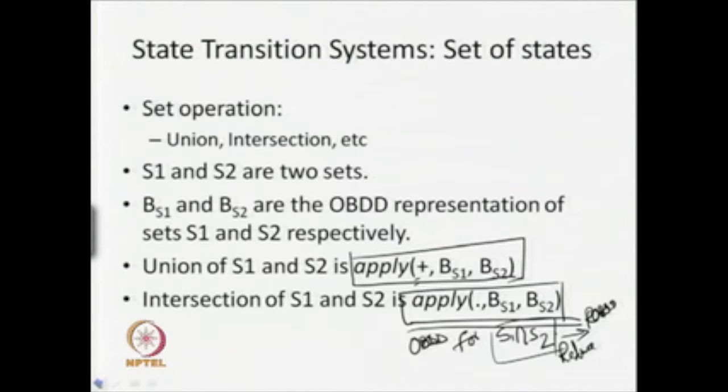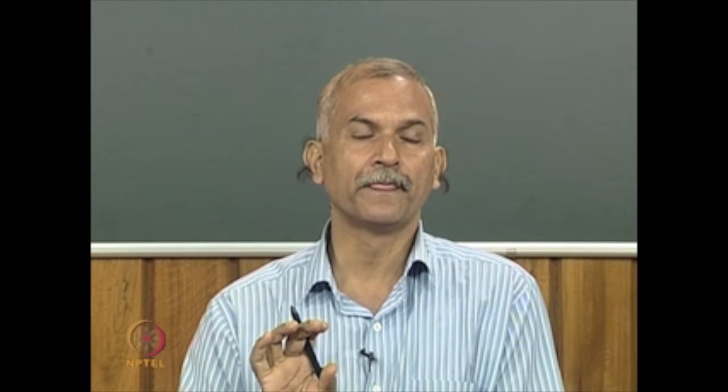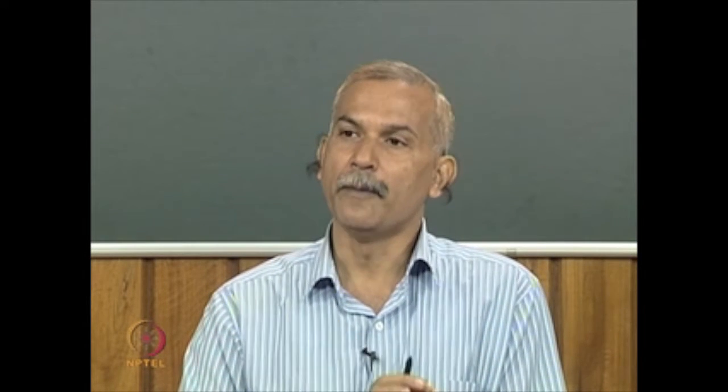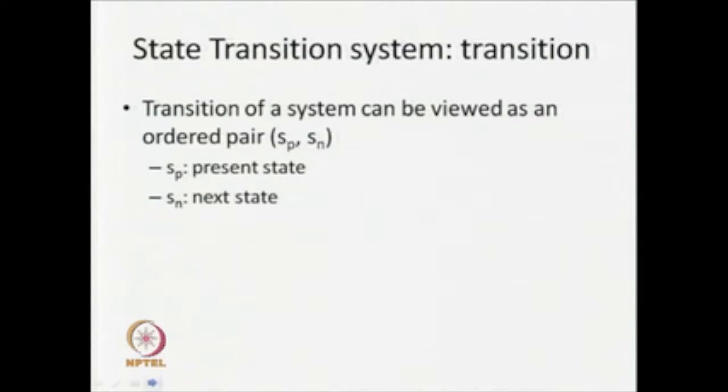Now, we have talked about the state transition system. Basically, we have seen that a state transition system is a collection of some states, and we have discussed how to represent the set of states with the help of ROBDDs. Now, when we talk about the state transition system, we have another component, which is the transition. Say this is your state S0 and this is your state S1. Now, we have a transition from S0 to S1 in our state transition graph.